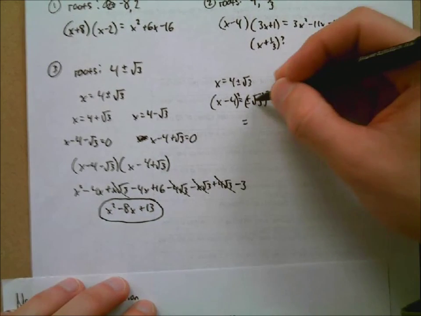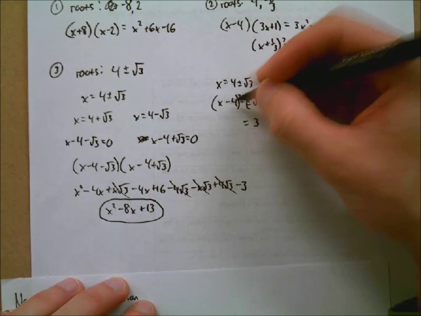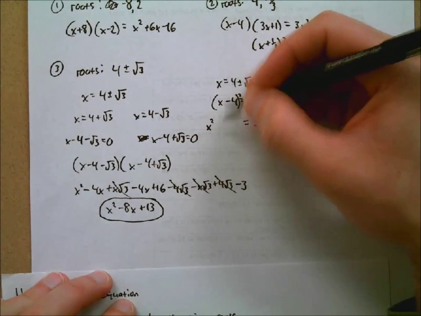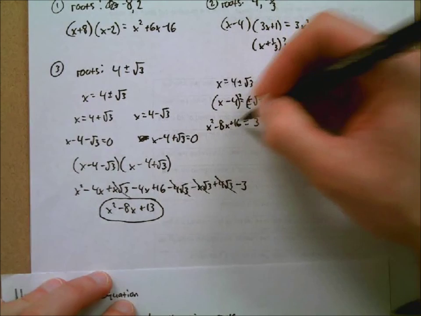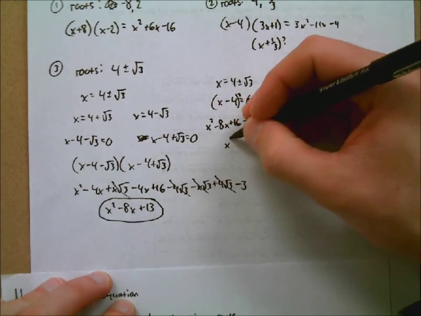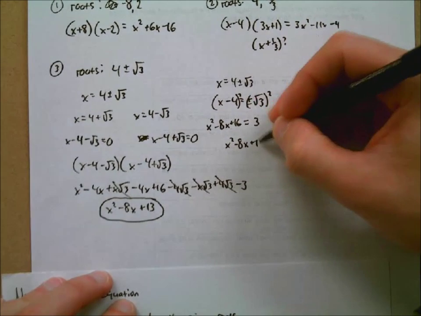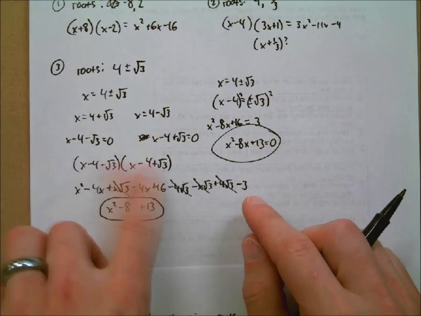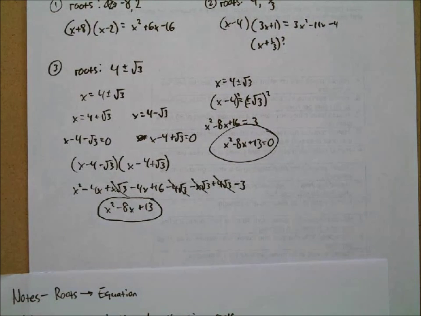And then squaring x minus 4, well, that's where we have to multiply it out. So it'll be x squared minus 8x plus 16. Subtract the 3 from both sides. And voila, you get the same exact answer as we did down here, without all that multiplying two trinomials together mess. Okay, so your choice there.